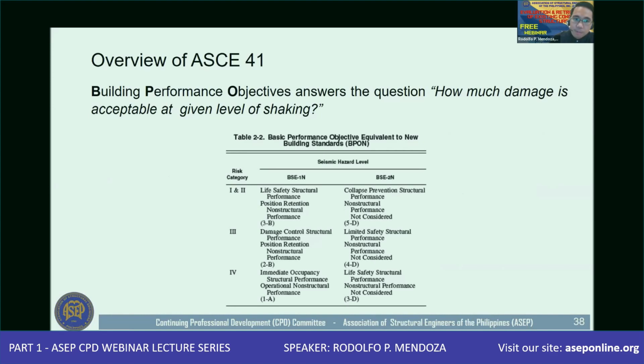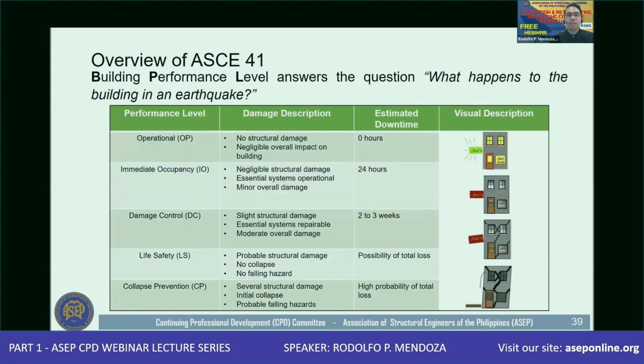Again, the purpose of performance objective is to determine what is an acceptable damage for a given level of shaking. It tells us the acceptable damage for a given level of shaking. Now, in order to define these objectives, you need to pair seismic performance level with seismic hazard level. So what are these performance levels? Performance level answers the question, what happens to the building in an earthquake? So what happens to a building in an earthquake?